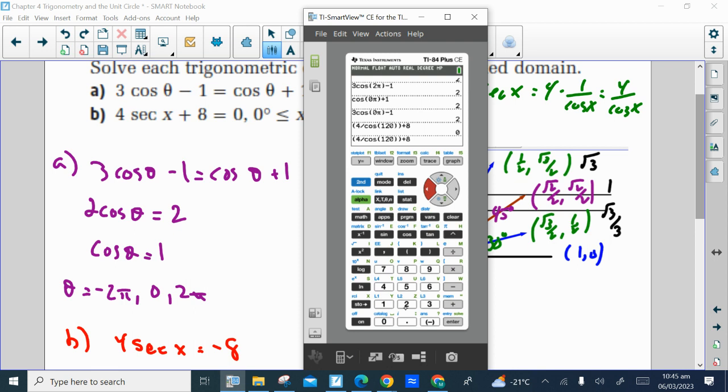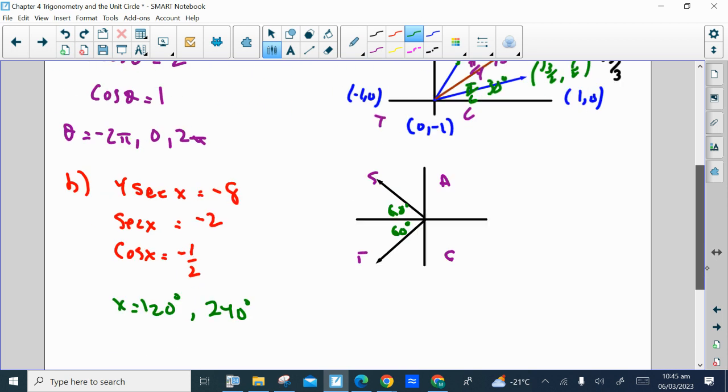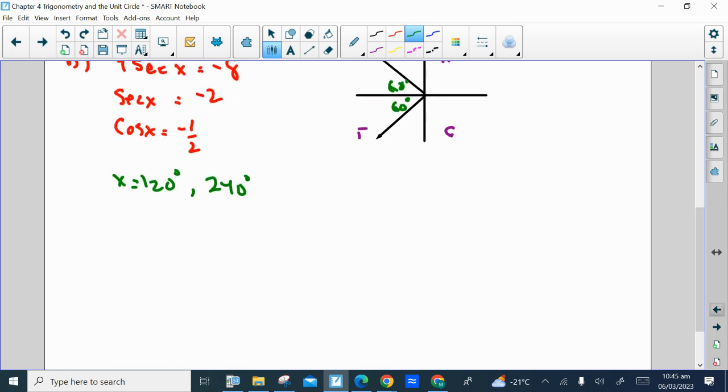Change the angle to 240. Works as well. Right, so they both check.